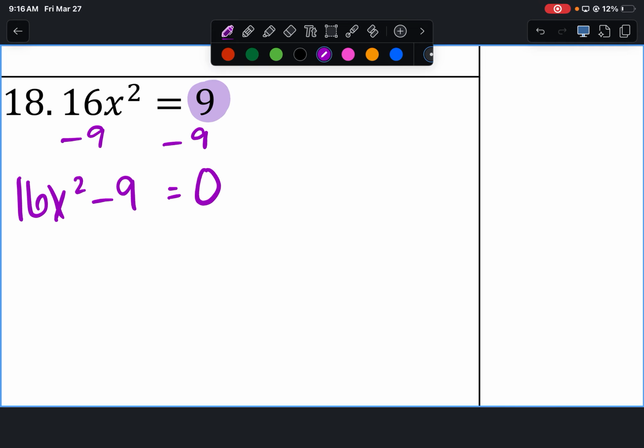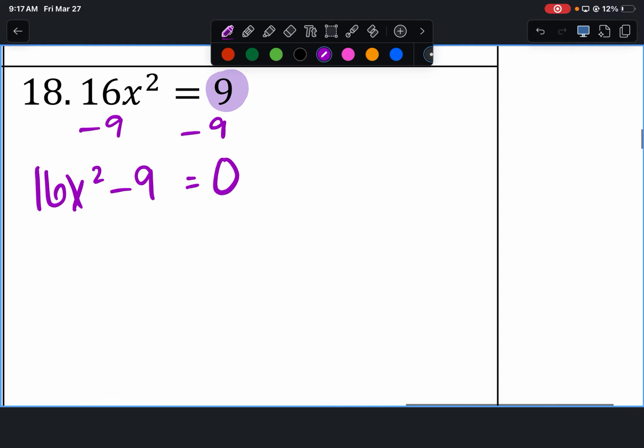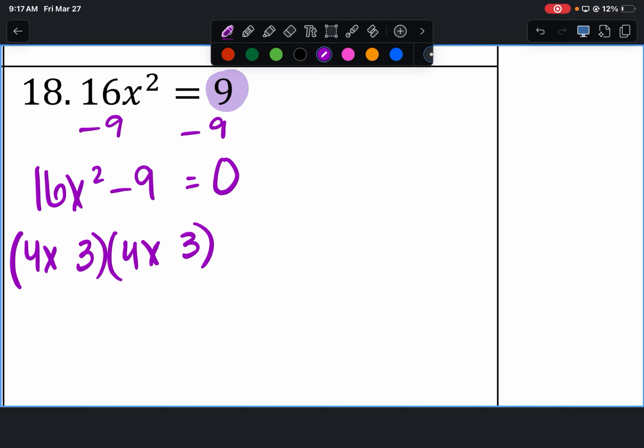All right. What did y'all get for y'all's answers? It is 3/4, and what's the other one? 1/2. Okay. Both of them will get positive 1/2 and positive 3/4.